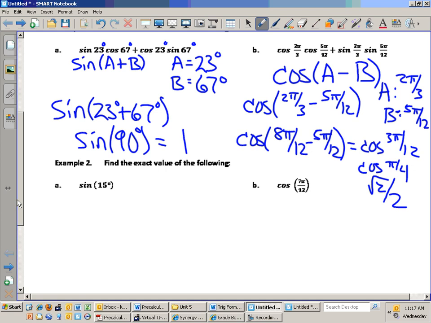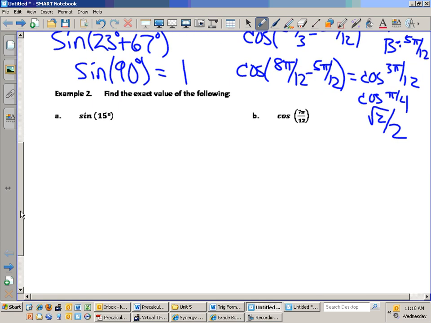For example 2a, it says, again, find the exact value of the following. This time it doesn't fit into a sum and difference. We're going to write it into a sum and difference. When you look on your sheet, do you see what the sine of 15 is? Is it labeled there? No, but we could write it as a sum and difference of two that we do know. Are there two angles there that either add to 15 or subtract to 15? 45 and 30. So what I will do here is I will do sine of 60 minus 45.